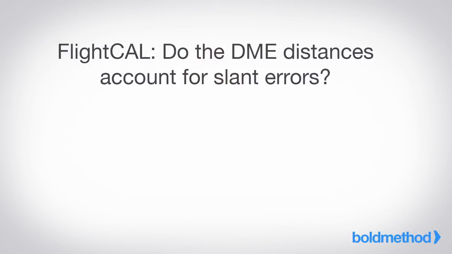Okay, next question. Next up, another one from Flight Cal, and he wants to know, do the DME distances account for slant error? So essentially, yes. By accounting for slant error, what they mean is slant error is negligible, and therefore not a factor. It is a small factor, but the distance of that fix is going to be so close that essentially it's not an issue. So you would not need to consider slant error and work that into the equation.